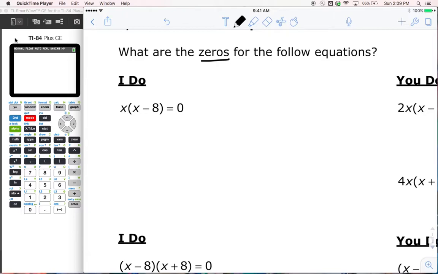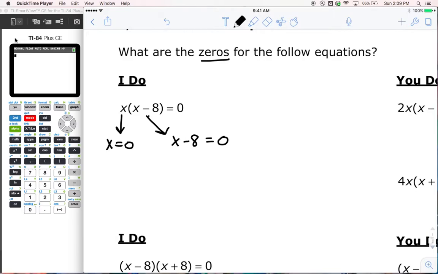All right, so since this x is outside by itself, but it is multiplying something, possibly this x could be 0. Right? Because then if it was 0, 0 times whatever this is will give me 0. All right, or maybe it's not 0, but let's see here. What if x minus 8 was equal to 0? Right? What if this group was equal to 0? Well, that would also make me get a 0 when we multiplied.